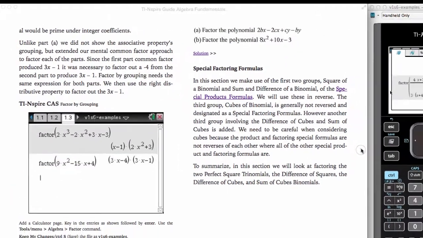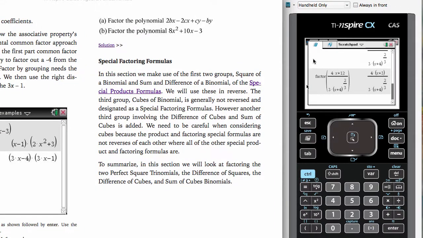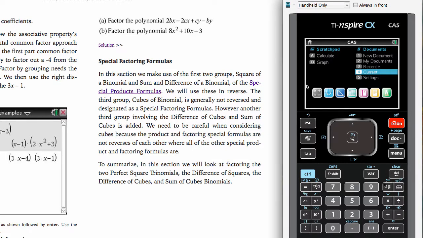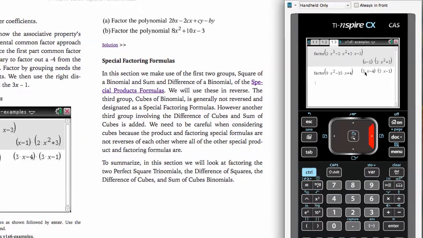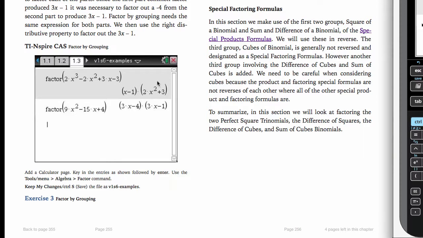Flipping to the next page, we can see this on our calculator. So if we go back to our home, go back to our current document, and go to the next example, we see this done with our calculator. So the calculator makes factor by grouping and factor trinomials easy. And here's the screen that's shown on the calculator, and you can see it came up with the same answers that we came up with by doing it ourselves.